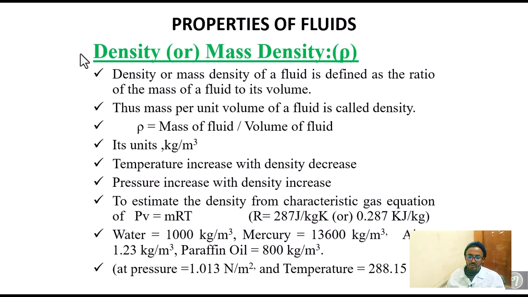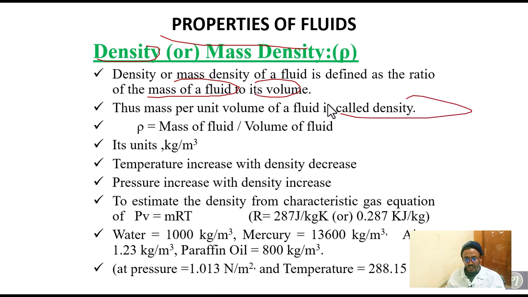So let's see properties of fluids. The first one is density, or mass density. Density of a fluid is defined as the ratio of the mass of the fluid to its volume. So this mass per unit volume of fluid is called density. That's simple, right? We have density, which is mass of fluid over volume of fluid. Its units are kilogram per meter cube.